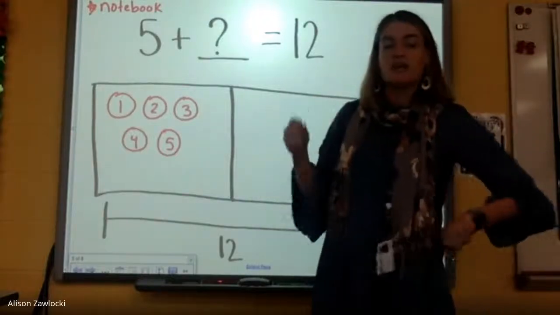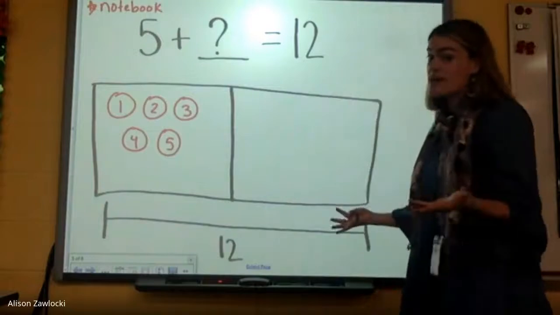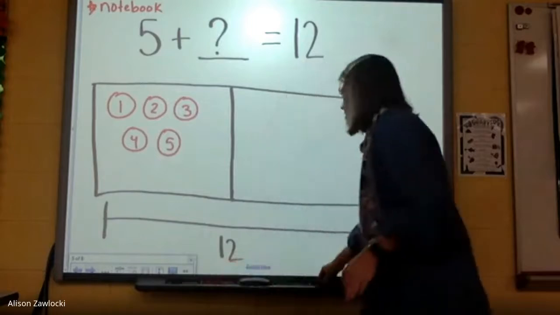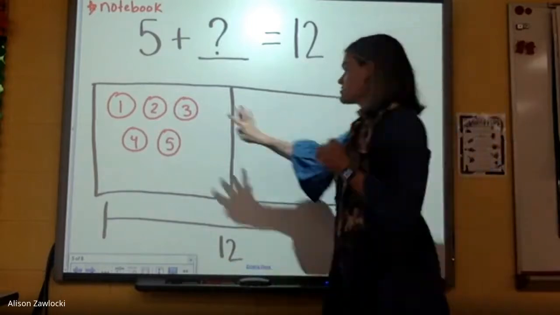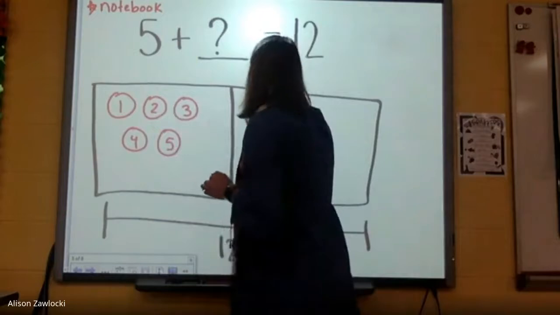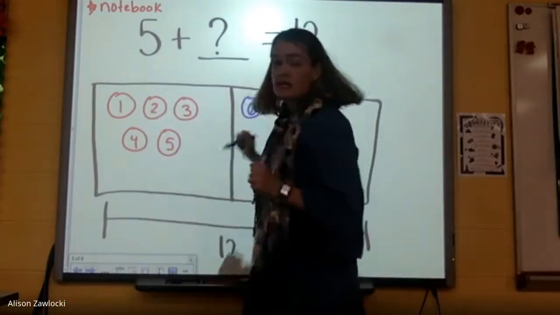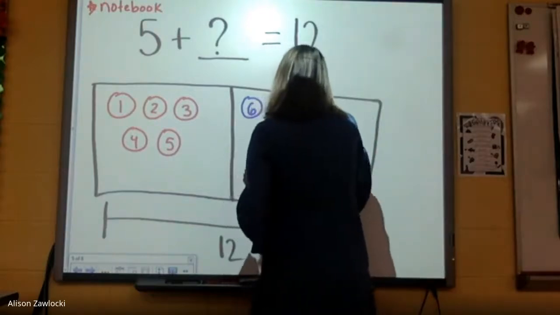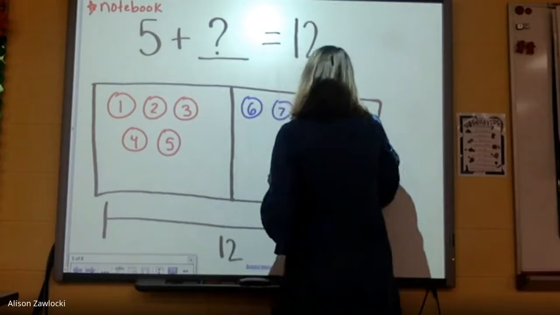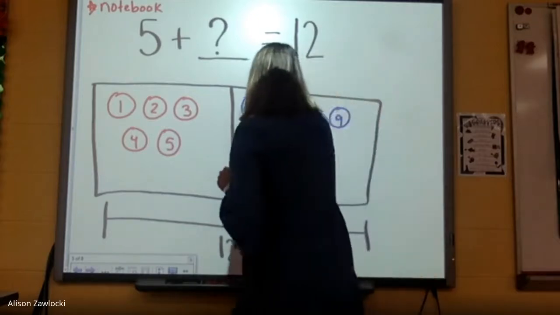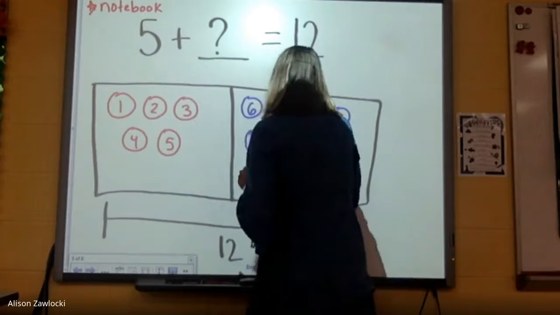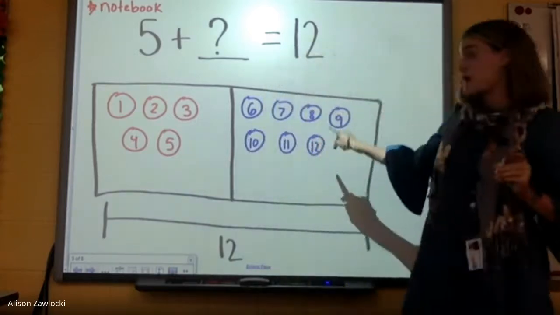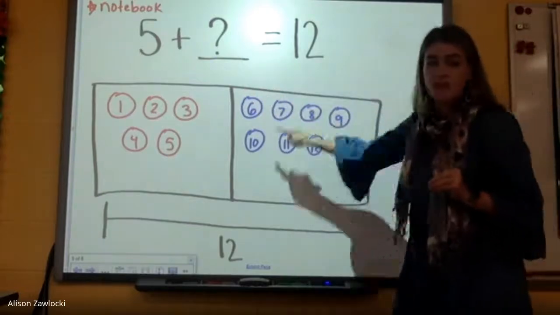That's right, I'll continue because I'm trying to find out how many more do I need to get to 12. That's the question we're answering. How many more do I need to get to 12? So let's keep drawing counters, and I want you to draw this with me. So 1, 2, 3, 4, 5, 6. Let's see how many we need to get to 12. Let's keep drawing until we get to 12. 7, 8, 9, 10, 11, 12.